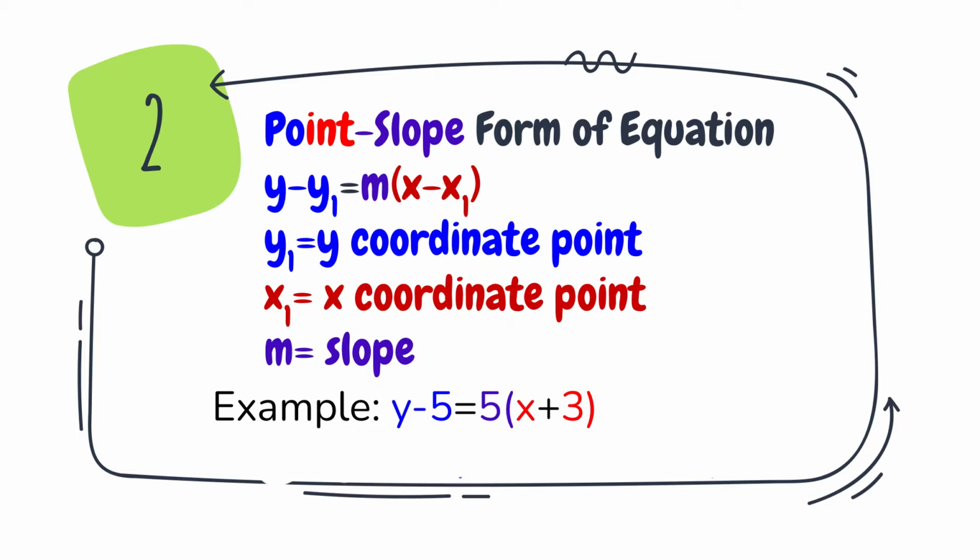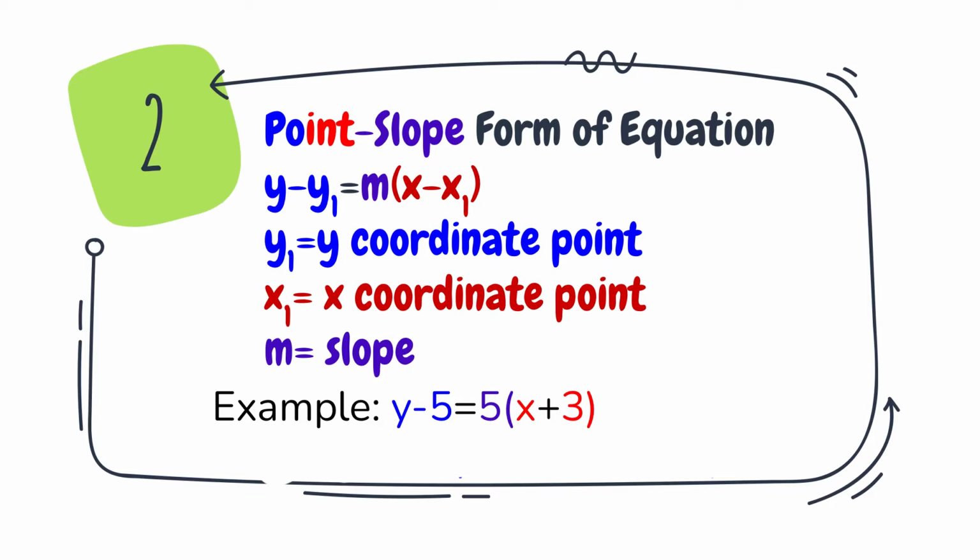The second form of a linear equation is point-slope form. It's y minus y1 equals m times x minus x1. And if you recall, y1 is your y-coordinate point, x1 is your x-coordinate point, m is still your slope.